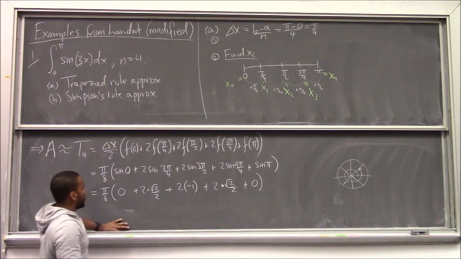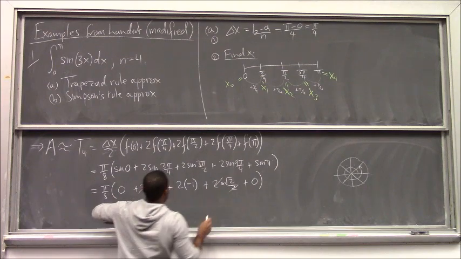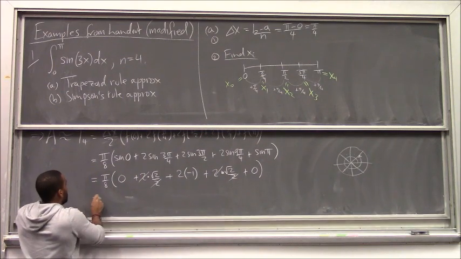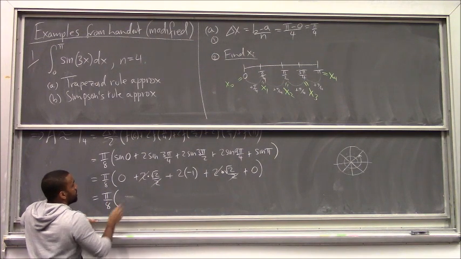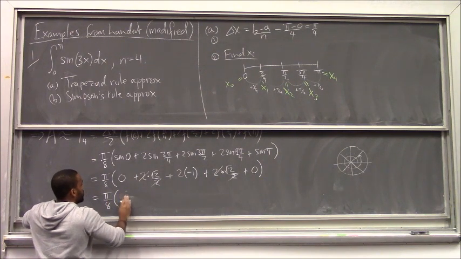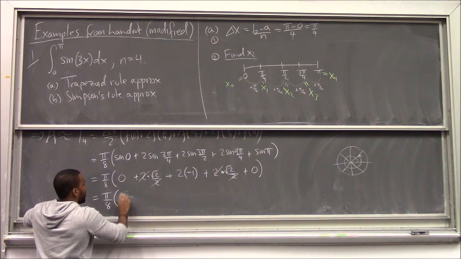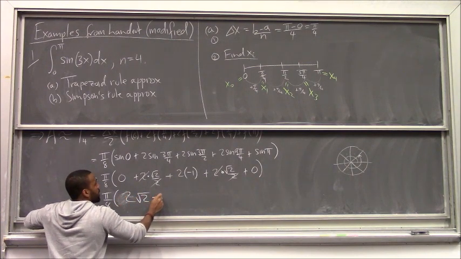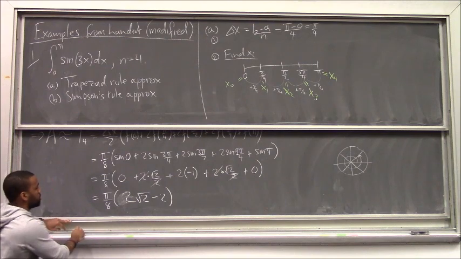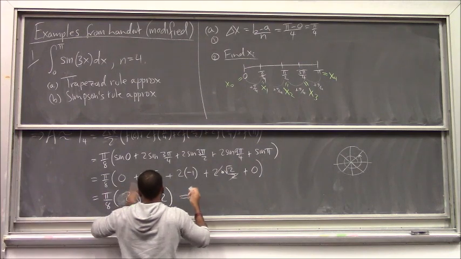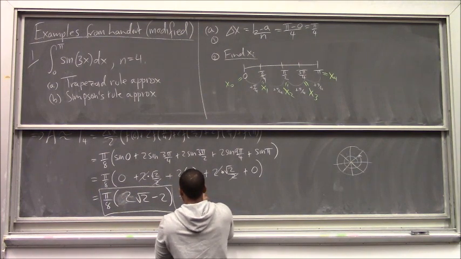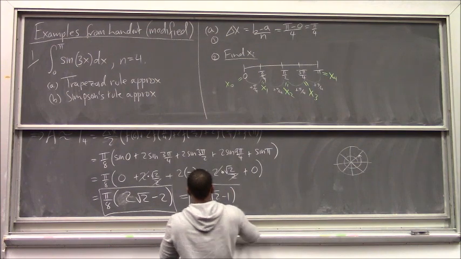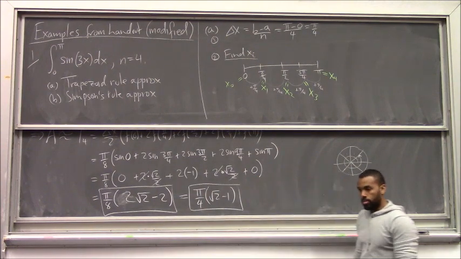Okay, so what we have, well, this cancels that. So we have pi over 8 times root 2 minus 2, or you could write this as something like pi over 4 times root 2 minus 1. That can be your approximation for the area under this curve.